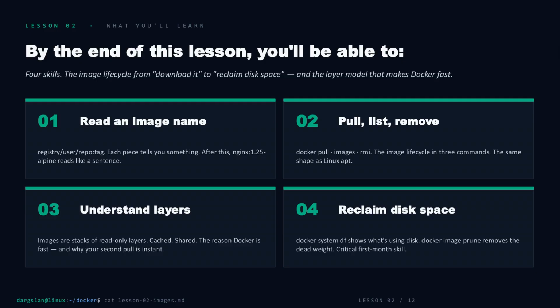Here's the roadmap, 4 skills, in order. First, you'll learn to read an image name like a sentence: registry, user, repo, tag. So something like nginx 1.25 alpine actually means something. Then the 3 commands that cover the whole image lifecycle: pull, list, remove. Same shape as apt on Linux.